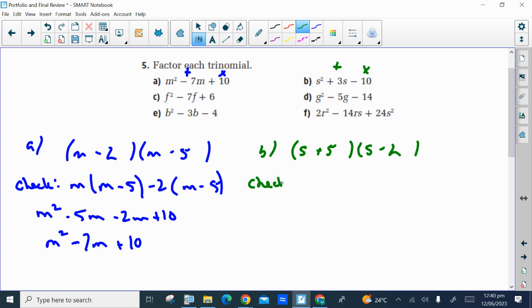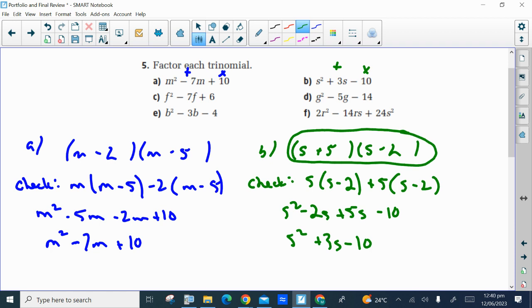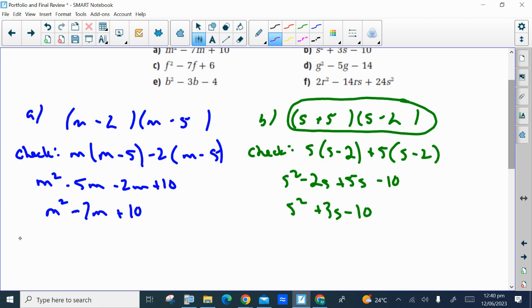And we can check. So the s times s minus 2 and the positive 5 times s minus 2 gives us s squared minus 2s plus 5s minus 10, or s squared plus 3s minus 10, which is what we started with, so that just verifies that our factors are correct. You can always check your factors by multiplying. All right, question C.